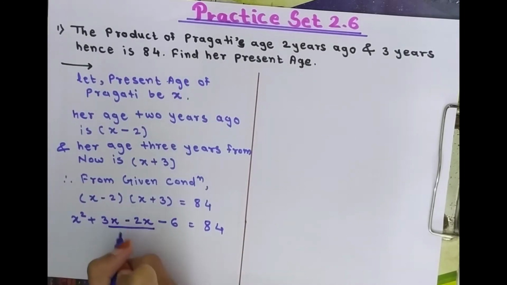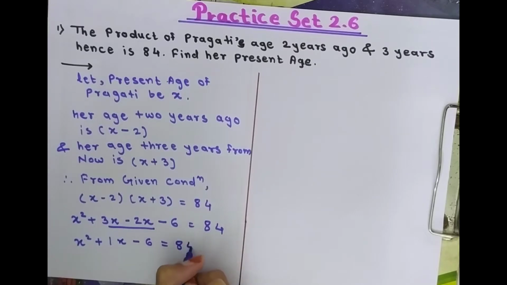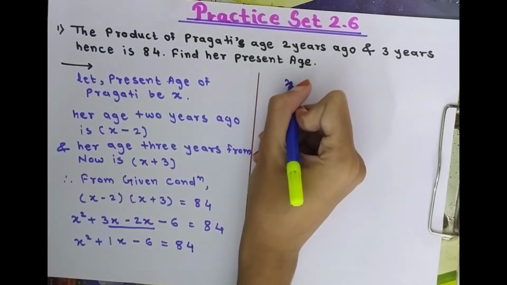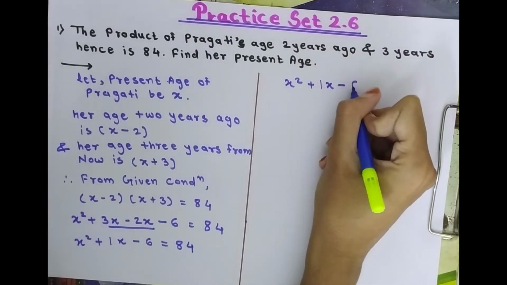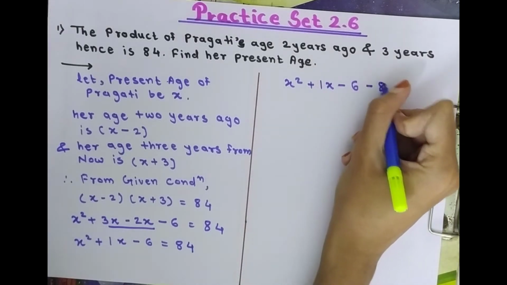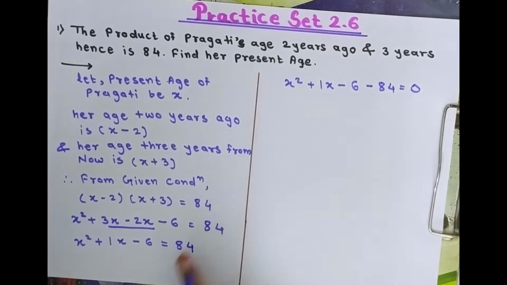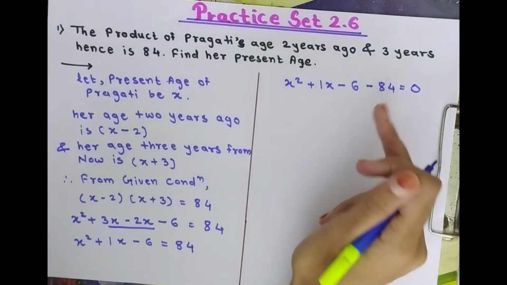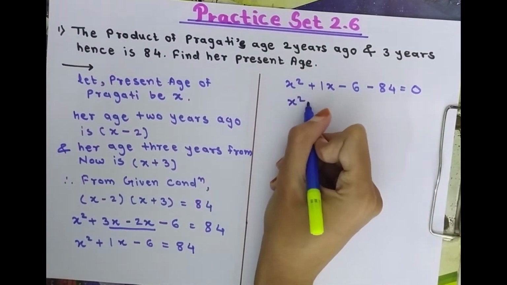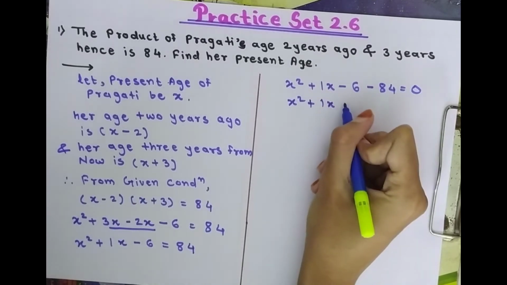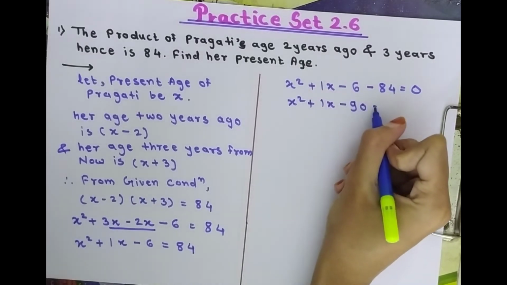Now this 3x minus 2x is x square plus 1x minus 6 is equal to 84. Now x square plus 1x minus 6 minus 84 is equal to 0. This plus 84 goes on the other side as minus 84. Therefore x square plus 1x minus 90 is equal to 0.